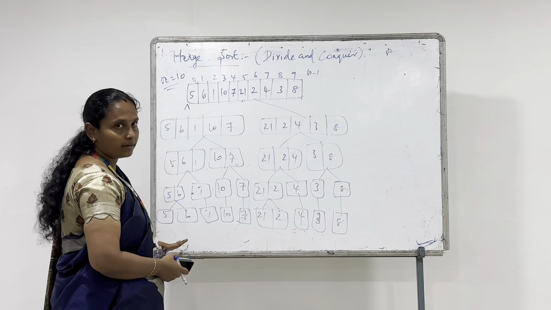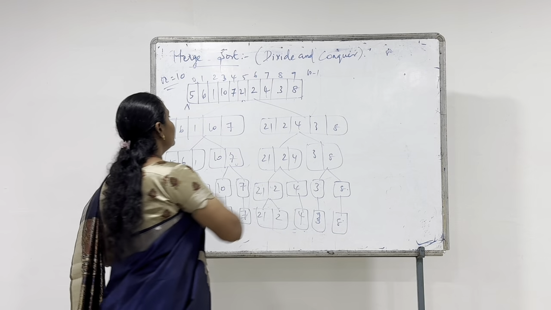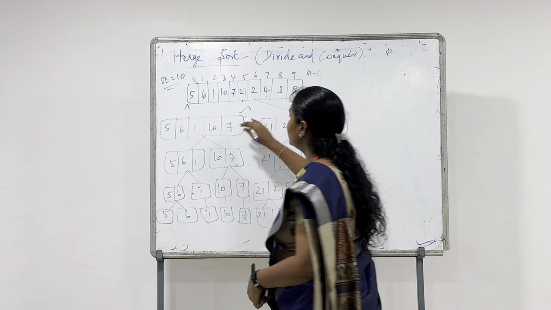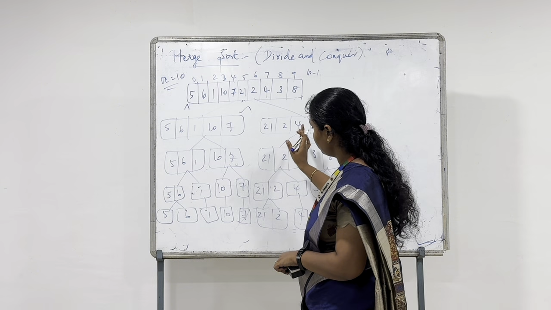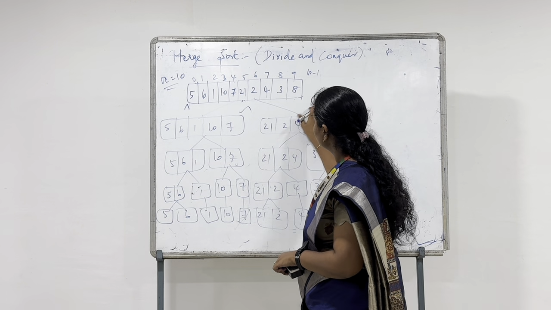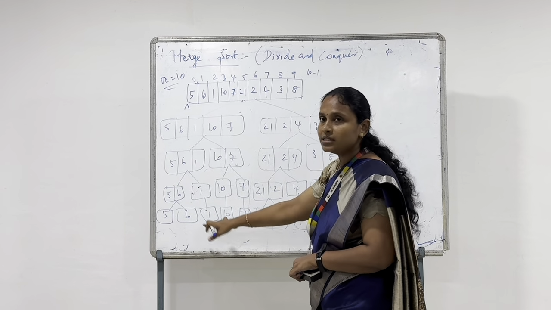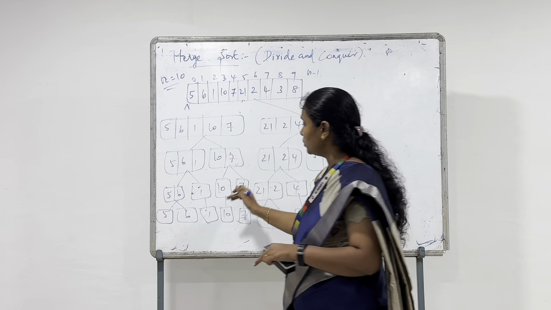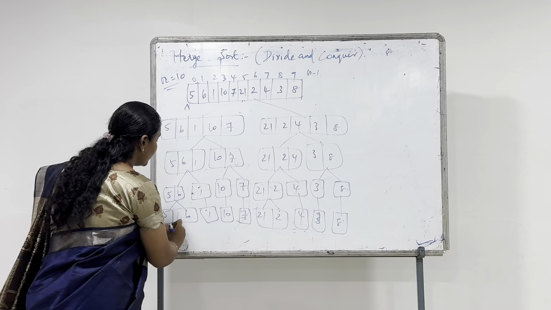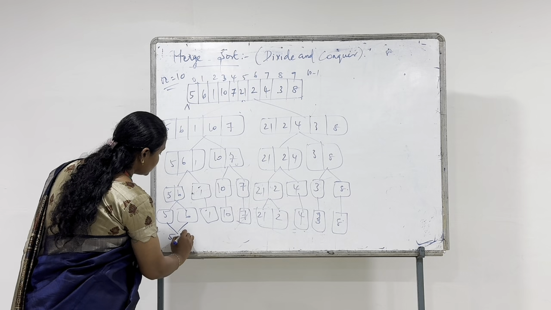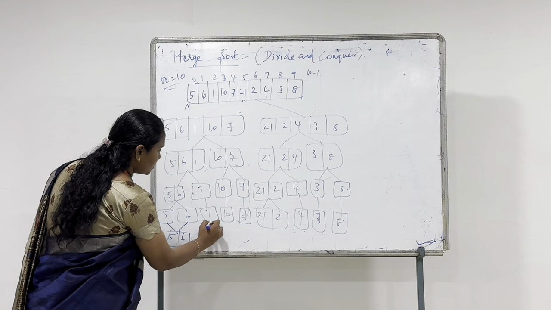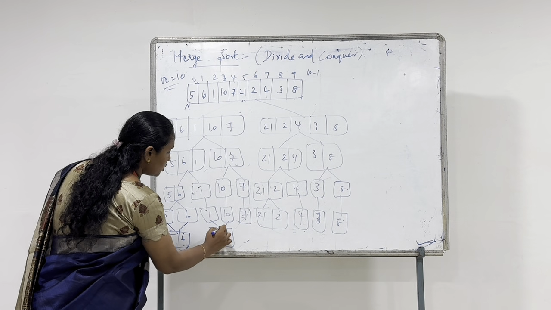So now we divide it. For example, take these two divisions, these two partitions. After dividing this, we are going to sort and merge. So 5 and 6, sort it and merge. 1 and 10, sort it and merge.